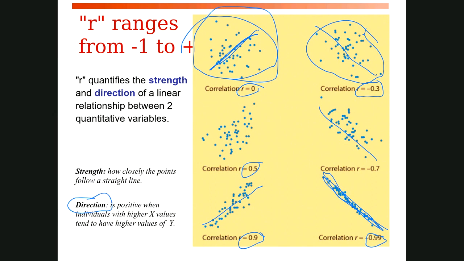So correlation deals with the strength and direction, but again, it doesn't have predictability. You can't predict one from the other. It's just looking at the relationship between two variables.